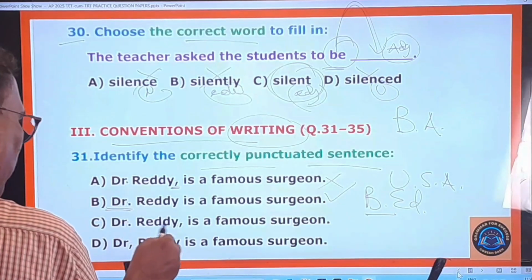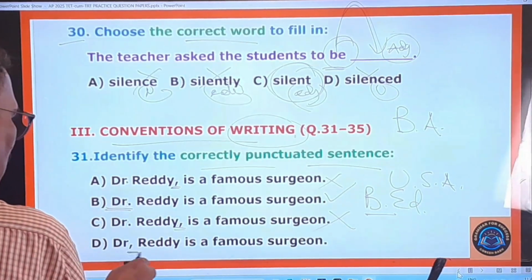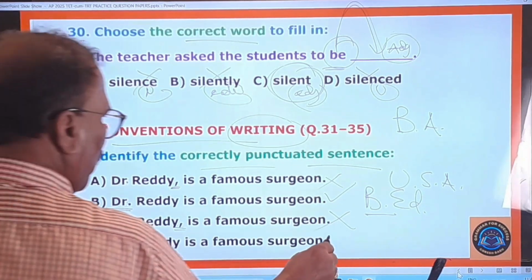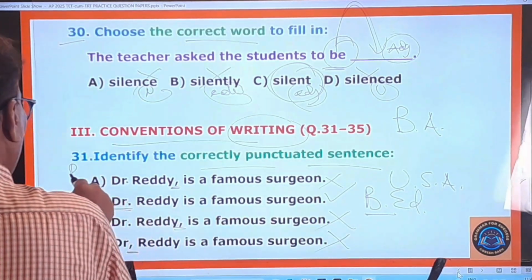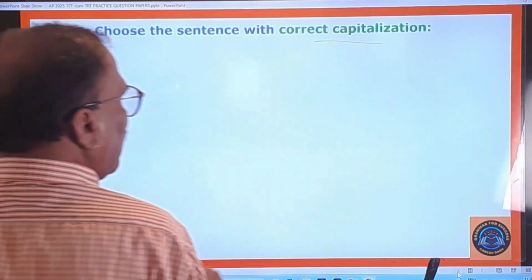And "Dr. Reddy," with a comma, no. Why use this comma? Don't use a comma after the abbreviation. So therefore this is wrong. So therefore B is your right answer. Thirty-second one: choose the sentence with correct capitalization. Capital letters, use of capital letters.